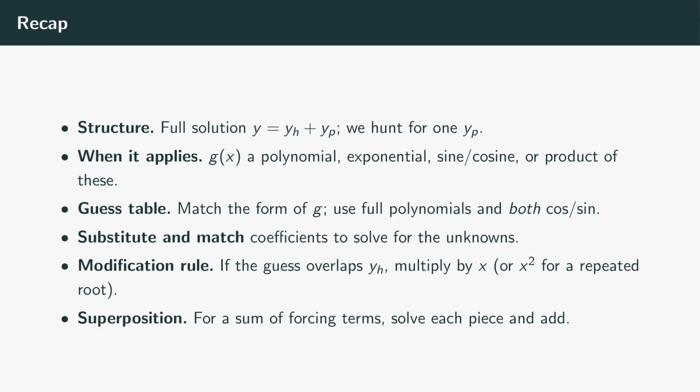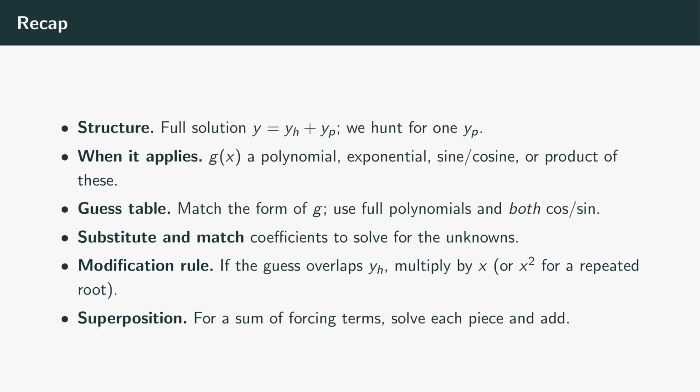Let's recap. The full solution of a driven equation is the homogeneous solution plus one particular solution, and the method of undetermined coefficients finds that particular solution by guessing its form. It applies whenever the forcing term is a polynomial, an exponential, a sine or cosine, or a product of those. Anything whose shape survives differentiation. Use the guess table to mirror the shape of the forcing, remembering to carry a full polynomial of the right degree and to include both cosine and sine. Substitute the guess into the equation and match coefficients to solve for the unknowns.